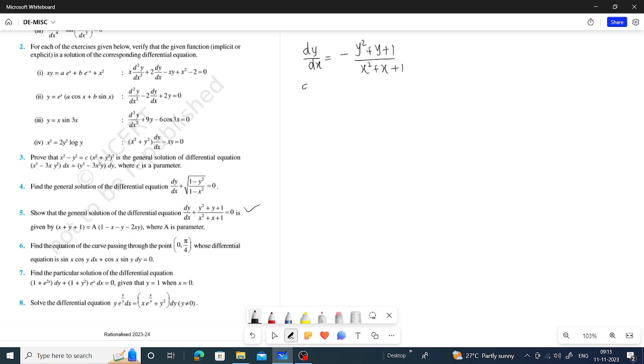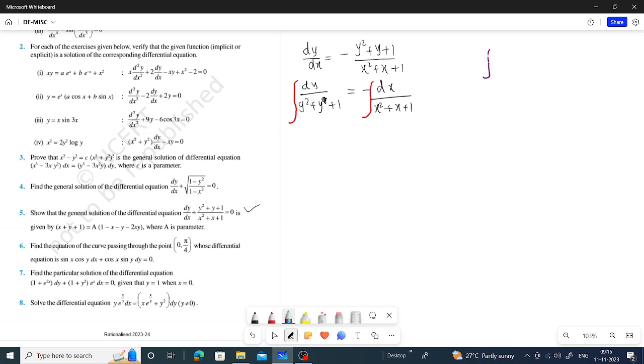Now dy by y square plus y plus 1 equal to minus of dx divided by x square plus x plus 1. Now both sides we have to integrate to get the solution. This is in the variable separable form, so we integrate both sides. Okay, so integrate both the sides, so we get the solution. That means we have to integrate these two. Okay, let us try to integrate one.